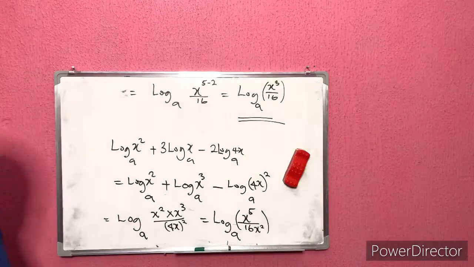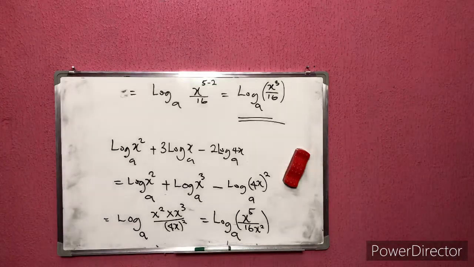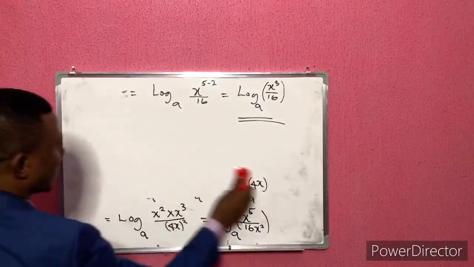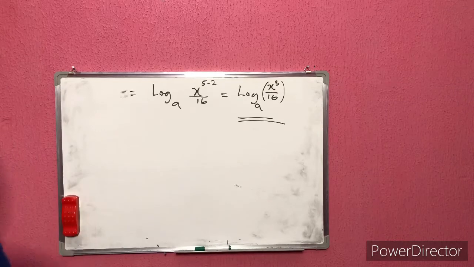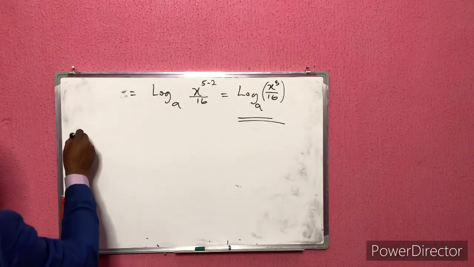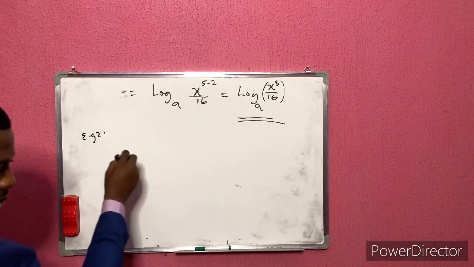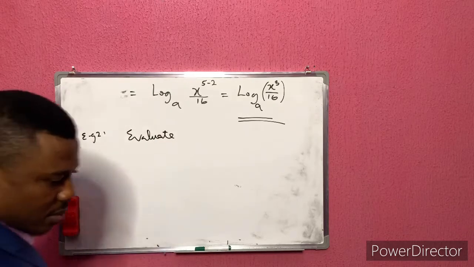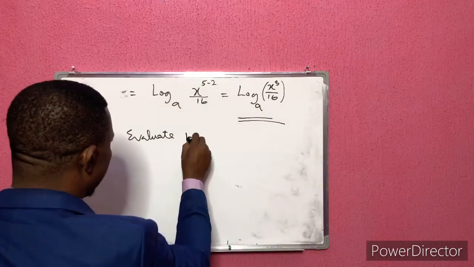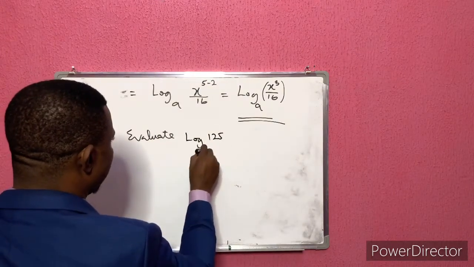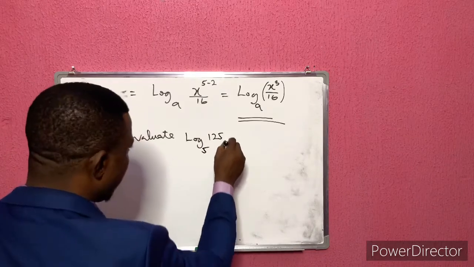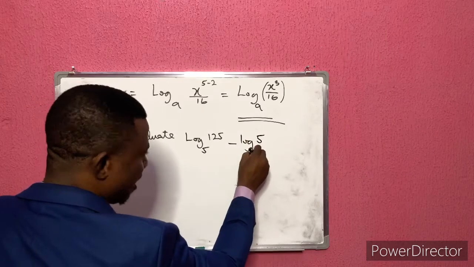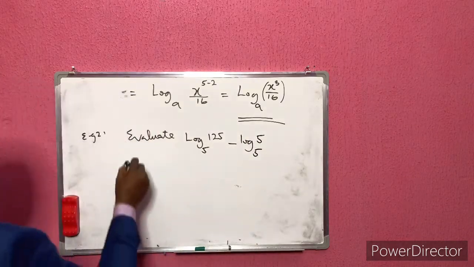Look at another example. Example 2. Evaluate log 125 base 5 minus log 5 base 5. Solution.